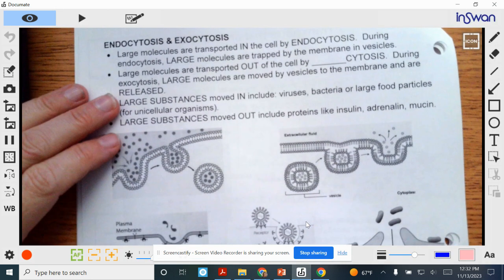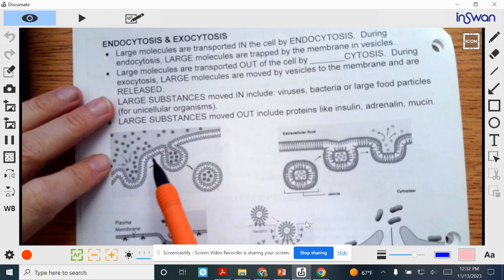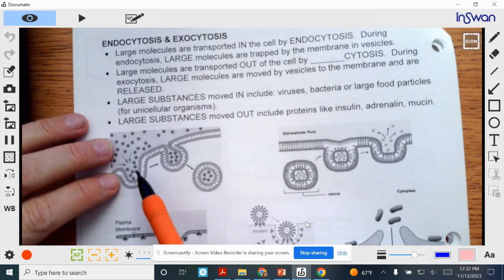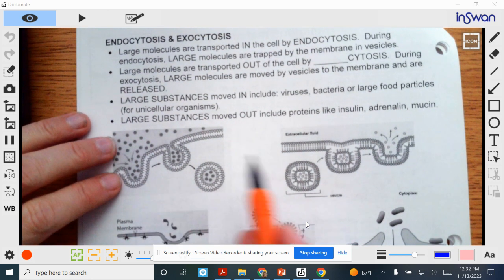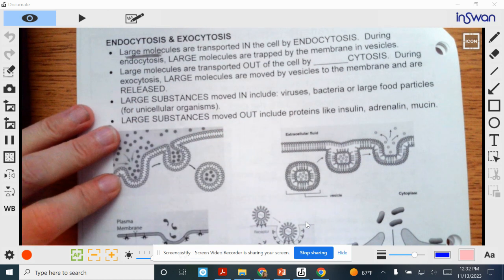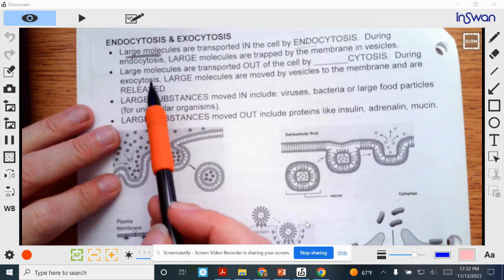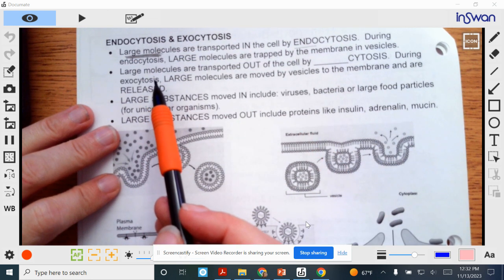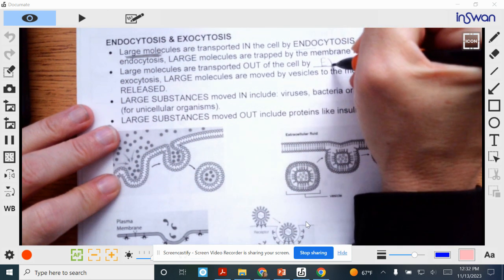Now, if we are having to trap particles like this, these particles aren't able to move into the membrane. They're too big to squeeze through the phospholipids, and they're too big to even get through a transport protein. So endocytosis and exocytosis is how the cell can move really large particles. So again, moving something big in is endocytosis, and using vesicles to transport molecules to the membrane and out would be called exocytosis. So endo versus exo.